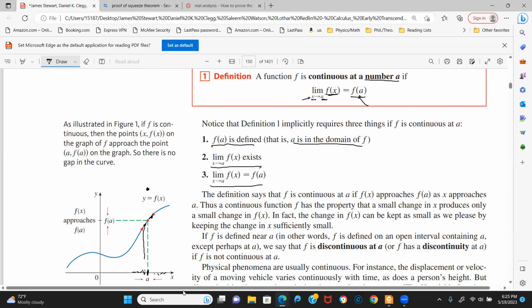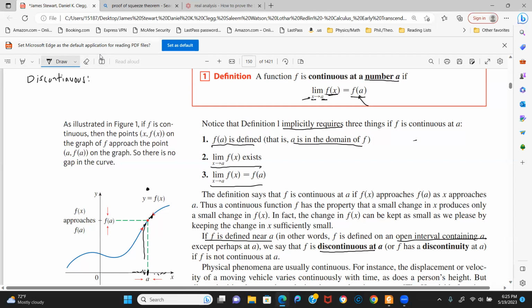Let's see, what else does it say? So f is defined near a. The limit actually presupposes that you're defined near a, that is, you're defined in an open interval containing a, and you're actually defined there. Now, what does it mean to be discontinuous? It just means not continuous at that point. And there are actually three ways that this can happen, because this definition implicitly presupposes that there are three ways you can fail to be continuous. So what are those ways?